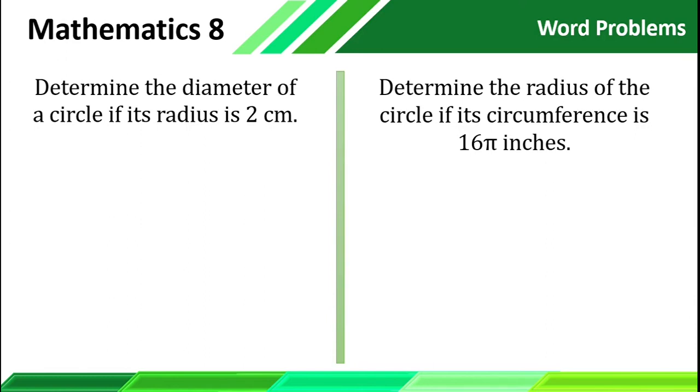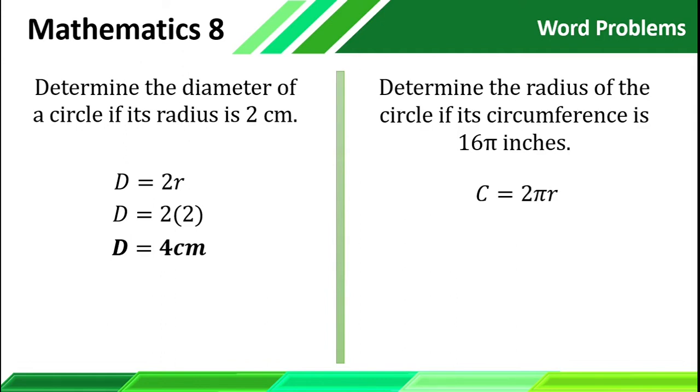Number 1, determine the diameter of a circle if its radius is 2 cm. So earlier, we said that the diameter is equal to twice the radius. So if the radius is 2, therefore, D is equal to 2 times 2. So 2 times 2 is 4, therefore our diameter is 4 cm.